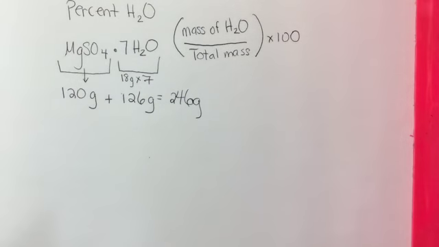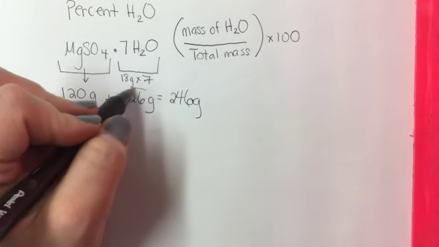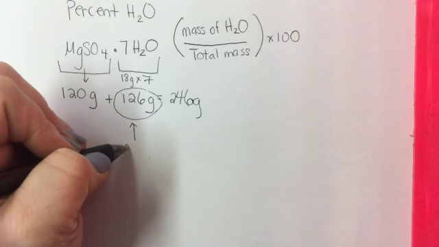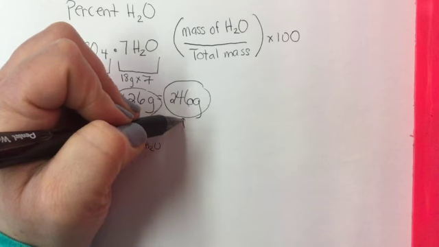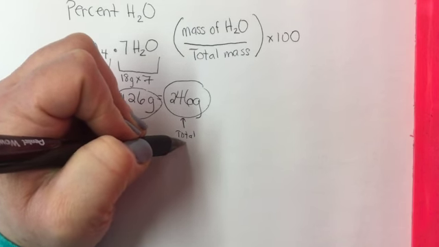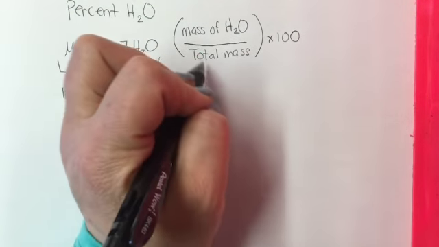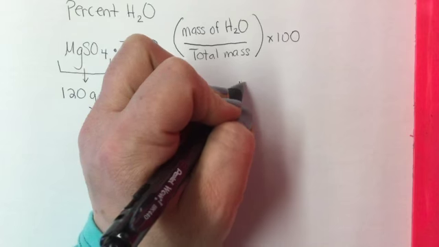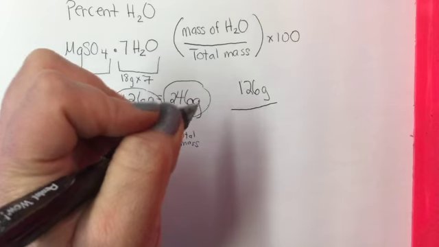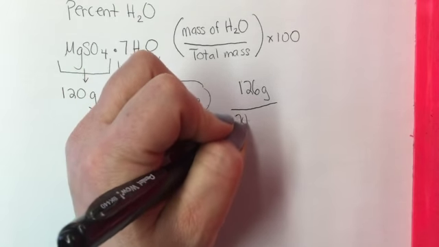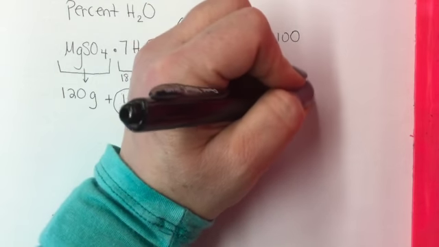Now I want to find the percent of water. My mass of my water is here. I'll even circle this and label it. So there's your mass of H2O, and this is your total mass of the whole hydrate. To plug it into this formula, I'm going to do the mass of my H2O, which is 126 grams, divided by the total mass, which is 246 grams. Then I'm going to take whatever I get for that answer times 100.